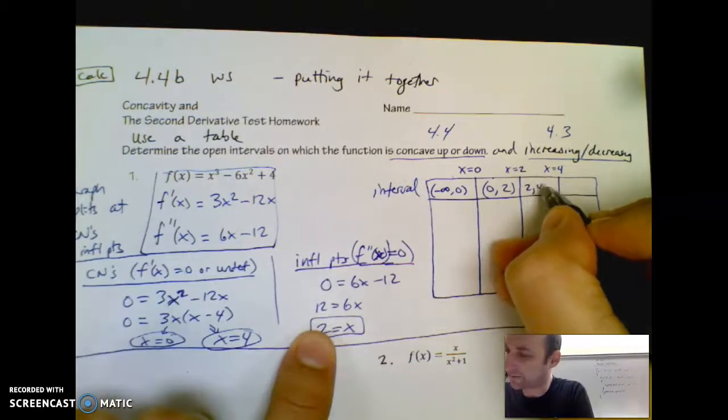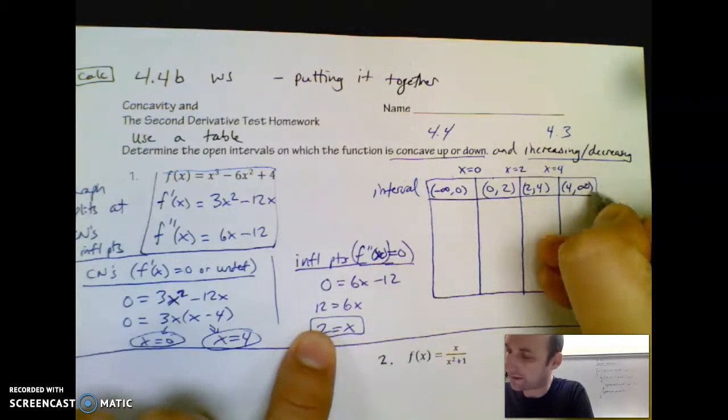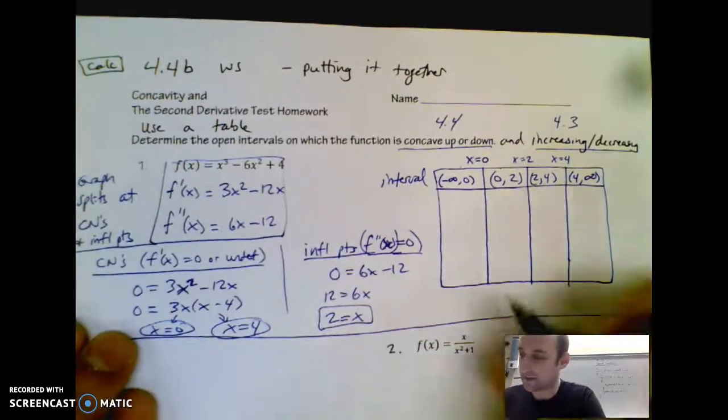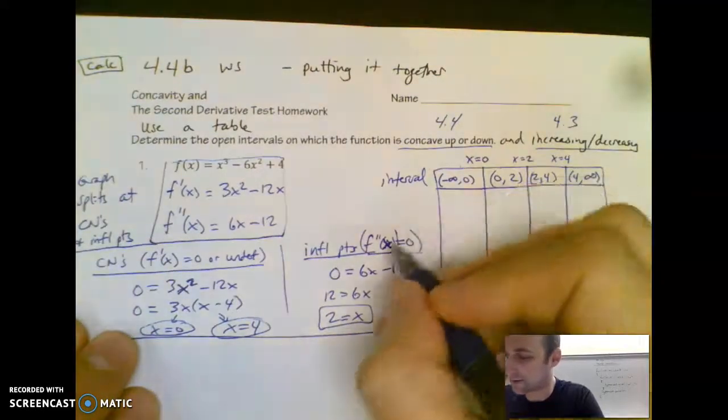From 2 to 4, and from 4 to infinity. What's crazy is you don't have to worry about it changing its concavity or changing its increasing, decreasing after that. Shoot, I wish I wouldn't have written so close to that.